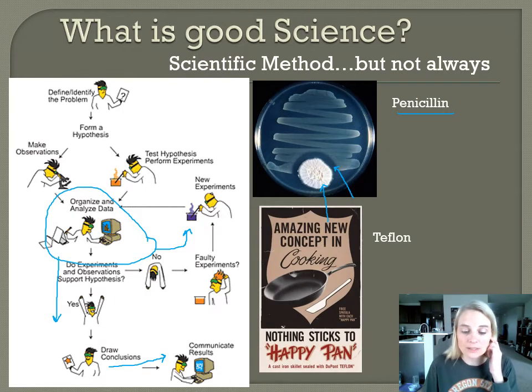Another one that's not quite so awesome as penicillin, I guess it can be kind of awesome, was Teflon. Teflon was an accident. It was an industrial chemical that was being used for a completely different purpose, but the researcher who was working with it noticed that nothing really stuck to this particular substance, and so then they marketed it as a non-stick coating on cookware.